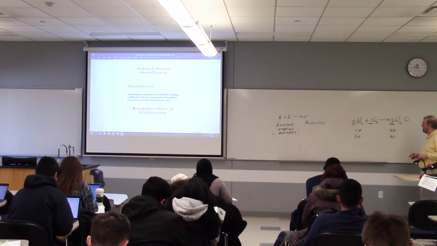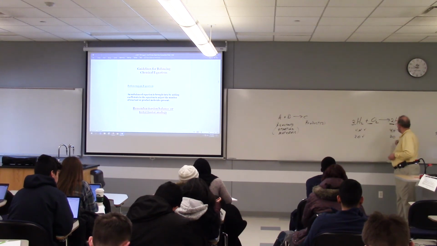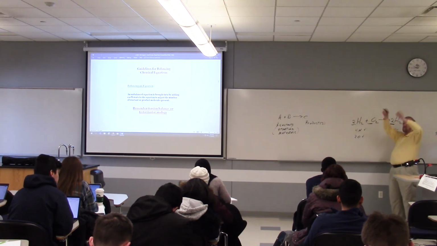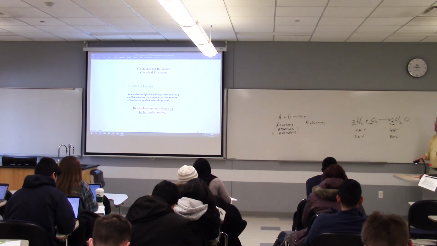balanced? Now you do a check that I like to do. Since I write this stuff underneath, I can say 4 hydrogens, 4 hydrogens, 2 oxygen, 2 oxygen. It's balanced, and I'm happy. And what it really means is you take 2 hydrogen molecules with 1 oxygen molecule, and you make 2 water molecules.